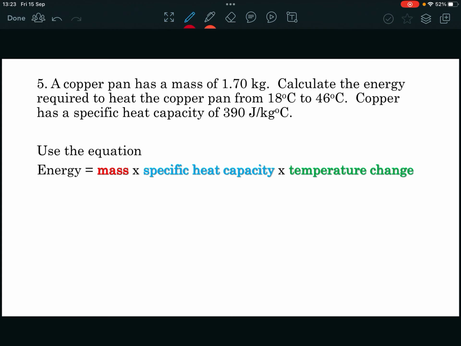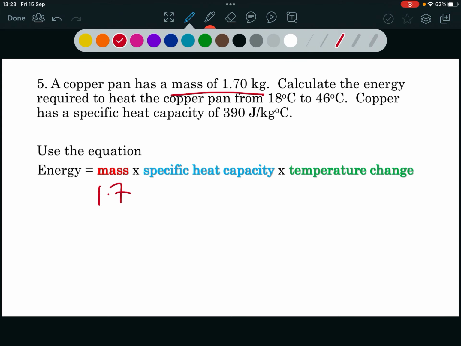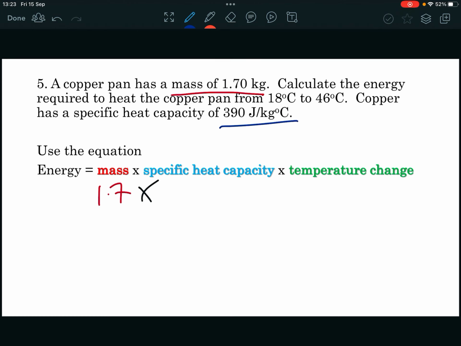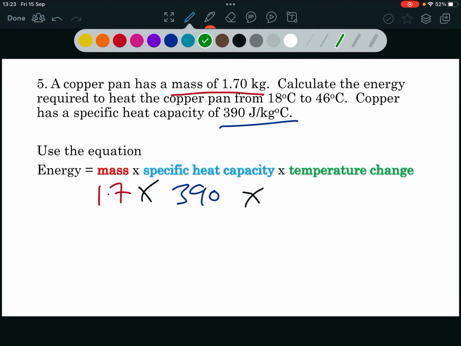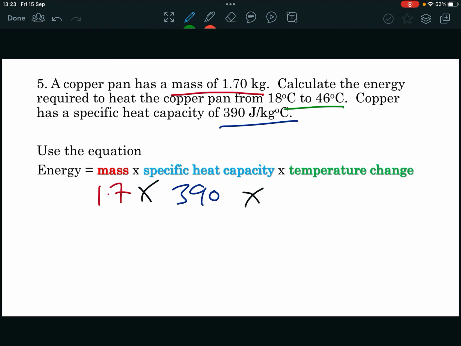So question 5 works in a very similar way. We want to find mass first this time. So it says that the copper pan has a mass of 1.7 kilograms. Going to multiply that by the specific heat capacity. Going to highlight that now. Of 390 for copper. I'm going to multiply that by the temperature change. It tells you here we're going from 18 to 46. So you're going to do 46 minus 18. Do that on a calculator if you need to. You get a change of 28.